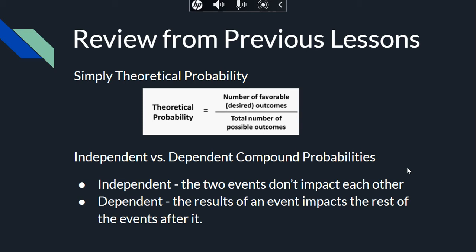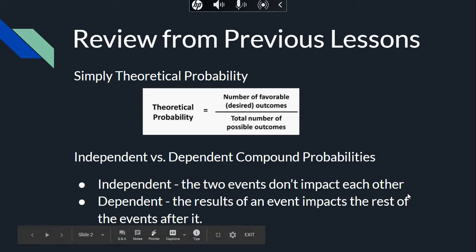This would be if you were flipping a coin and spinning a spinner. It doesn't really matter what you flip, heads or tails. When you go to spin the spinner, you still have an equal chance of getting everything on the spinner. Or vice versa. If I spin a spinner and get red, it's going to have no impact when I go to flip my coin. I still have an even choice of getting heads or tails.